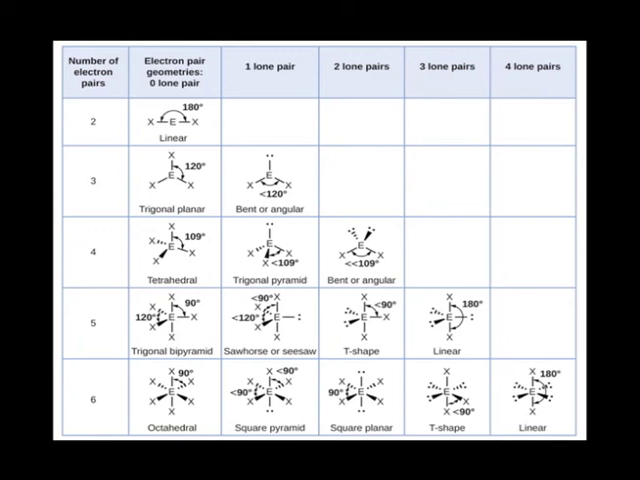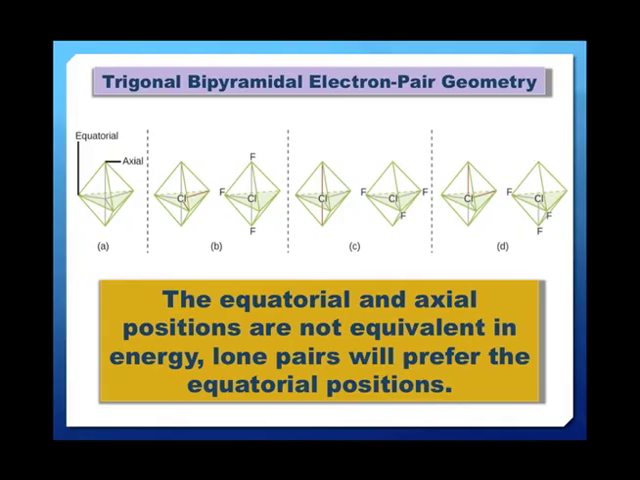We should also note, for most geometries, each position is identical, but for trigonal bipyramidal compounds, there will be axial and equatorial positions that are not the same, given the combination of 90-degree and 120-degree bond angles, sort of like a trigonal planar geometry and linear geometry combined. In this geometry, lone pairs will occupy equatorial positions.